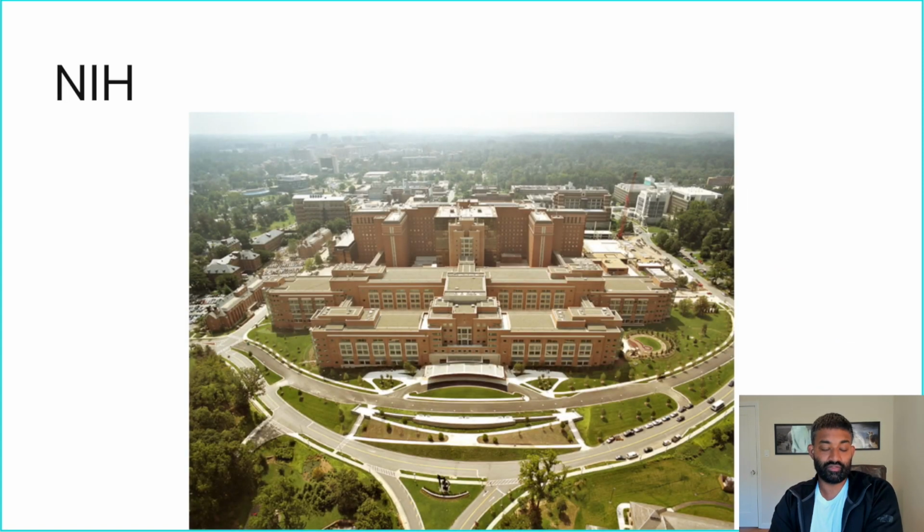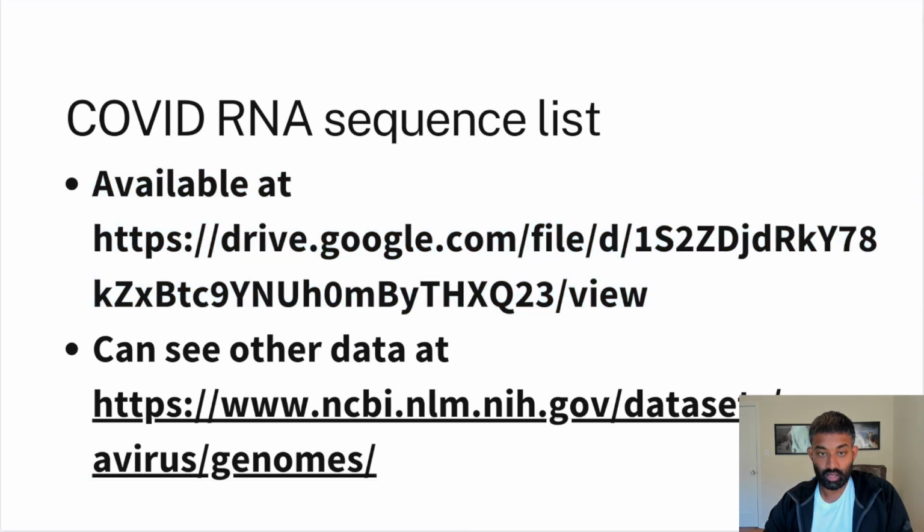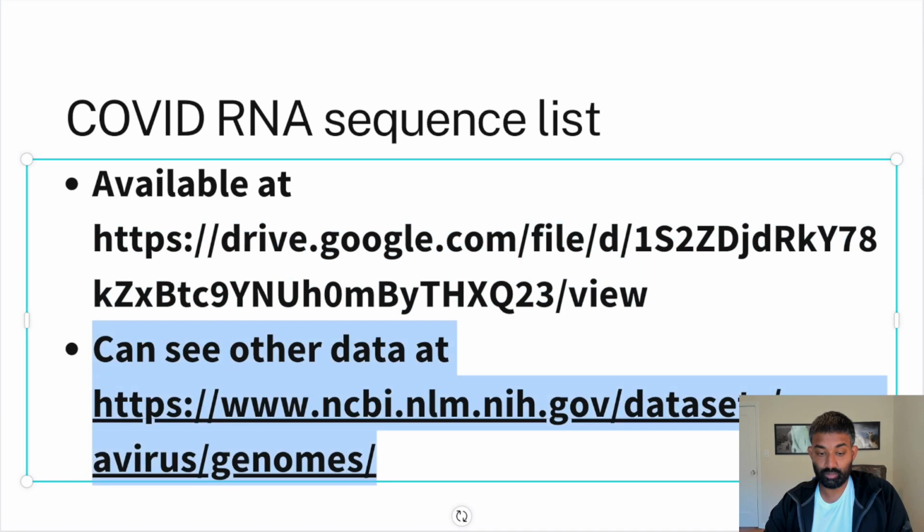The NIH is a federal government agency in the US that sequences RNA and DNA data from around the globe and stores it in a searchable database. We are going to be using data sets available from the NIH. And if you do want to dig deeper and explore more data that the NIH has on COVID, you can check that out here.